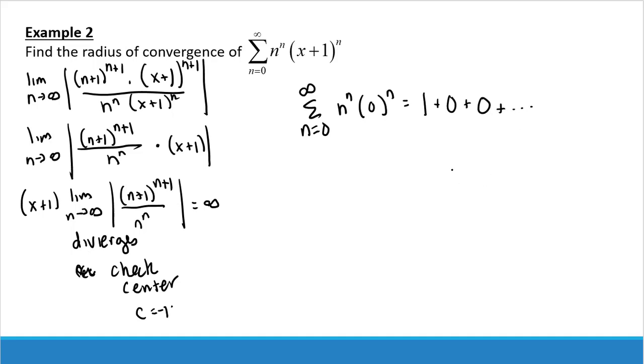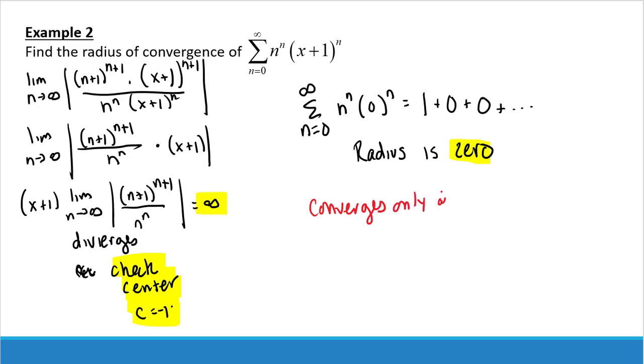So in this case, our radius is 0. A lot of times, I would say most of the time, when you get an infinite limit, you check your center, and a lot of times that radius is going to be 0. So it's just convergent at that point. It's just convergent at x equals negative 1.